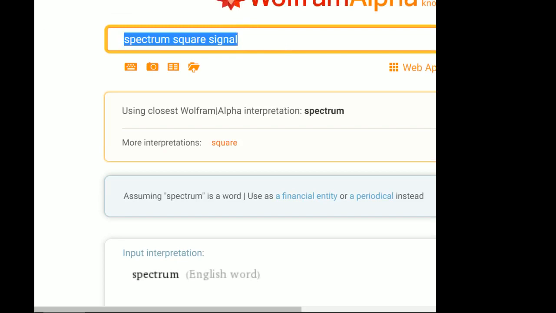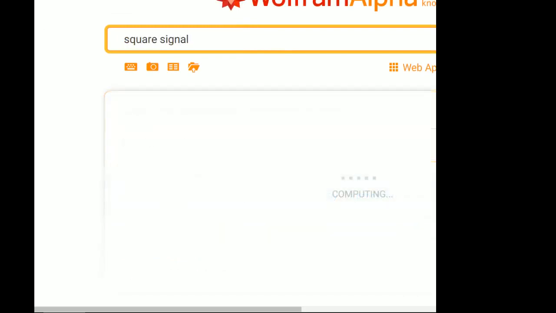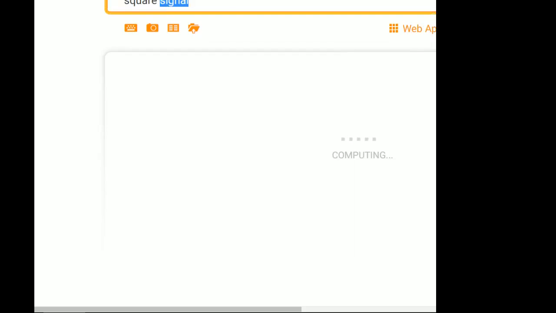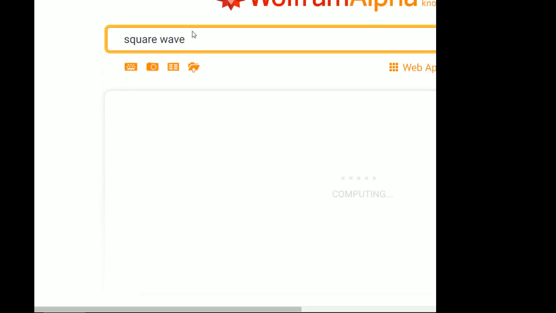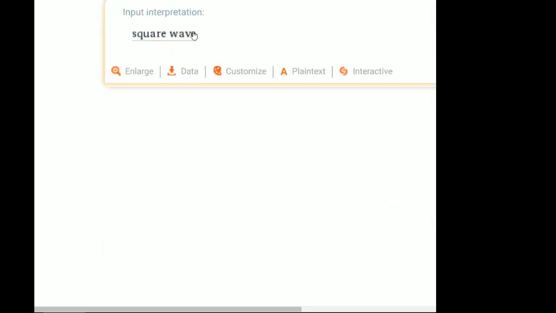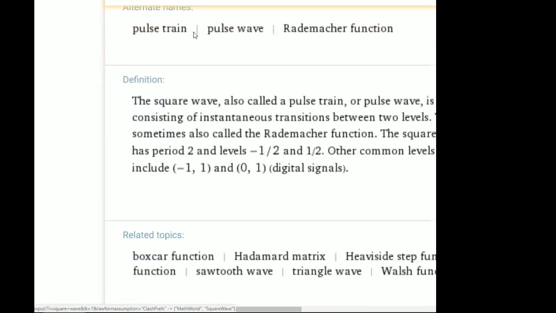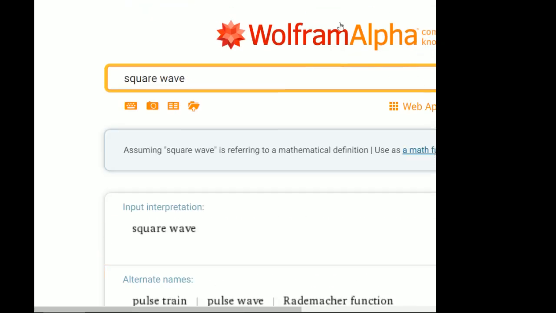No. Square signal. I think it's called square wave. Square wave. Math function.